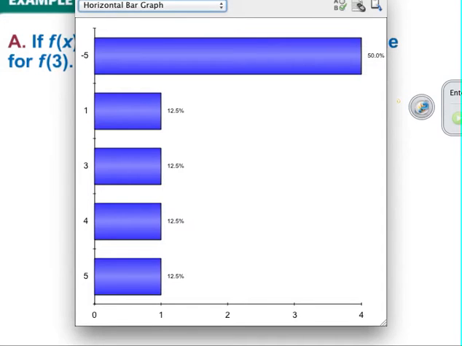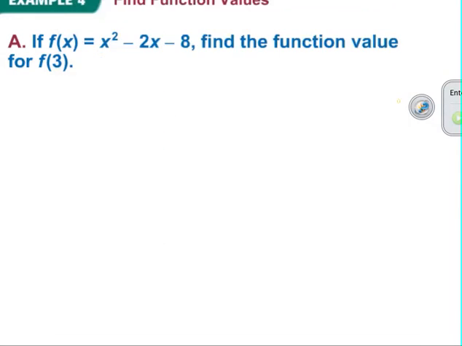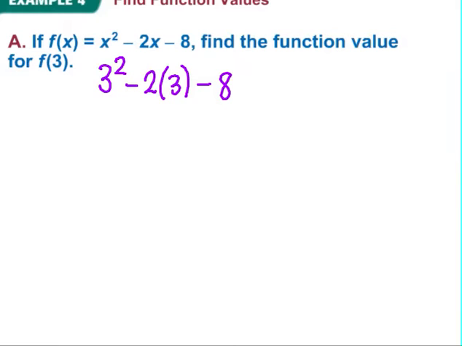Answer is -5. Nice job. Okay, this is not a hard problem. It says find f of 3. All you're going to do is plug in 3 for x. 3 squared, minus 2 times 3, minus 8. So you end up getting 9 minus 6 minus 8, which is -5.